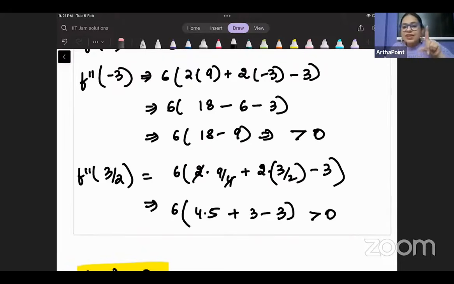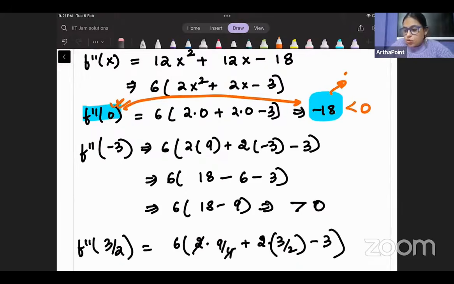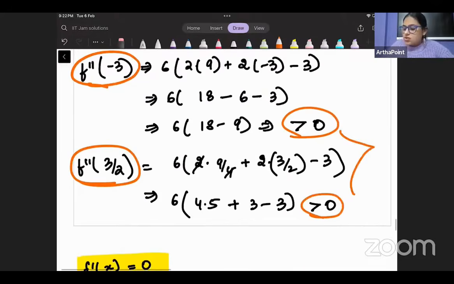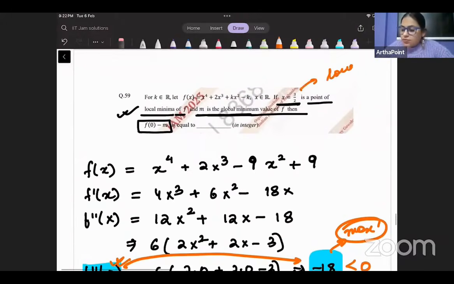Whenever your double derivative is positive, जब भी double derivative positive आता है, you attain a minima. और जब भी double derivative negative आता है, you attain a maxima. तो 0 पे, this is less than 0, you have a maxima. और -3 और 3 by 2 पे you have attained positive values, so it is a minima.